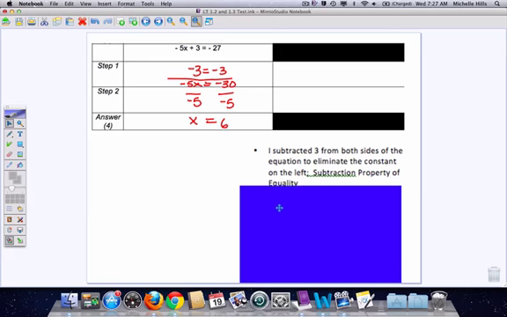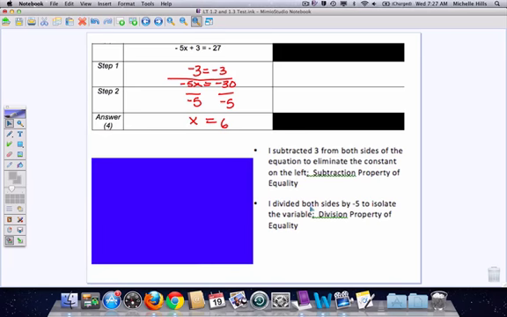And once again, the reason I did that: what I did, I divided both sides by negative 5. Why? To isolate the variable. What property allowed me to do that? The division property of equality.